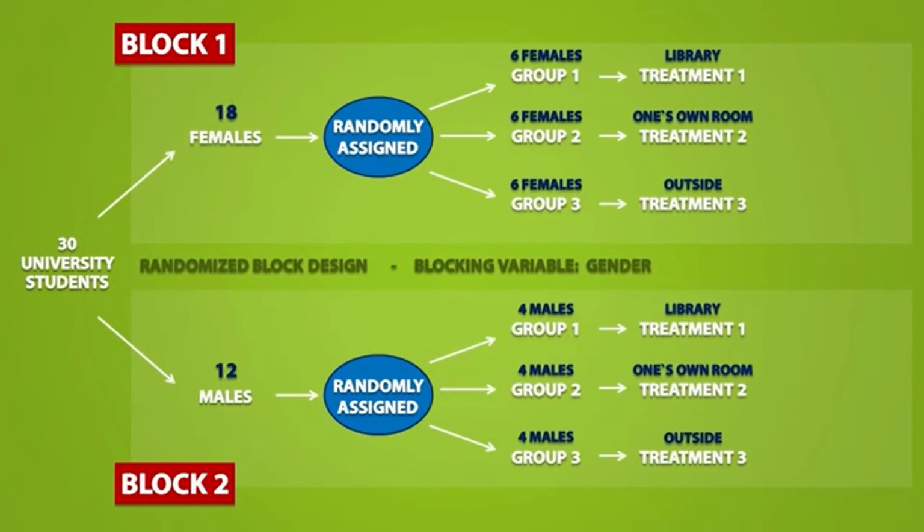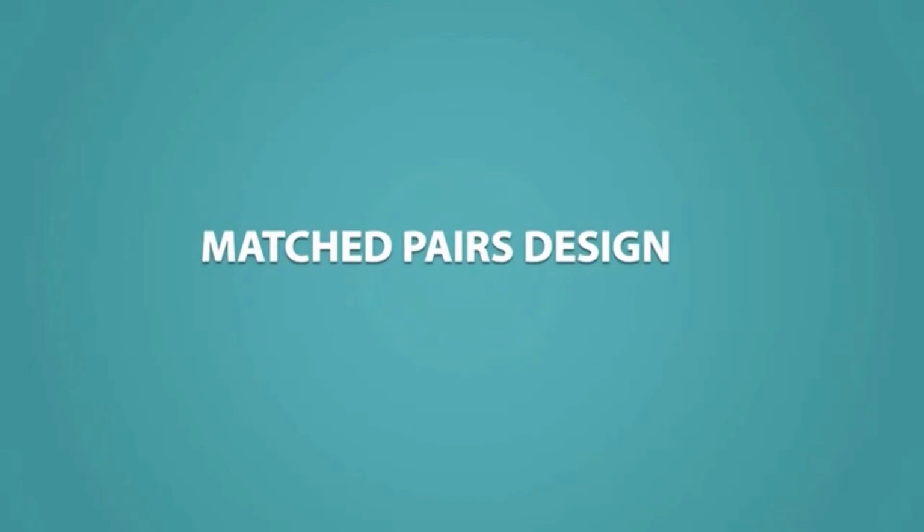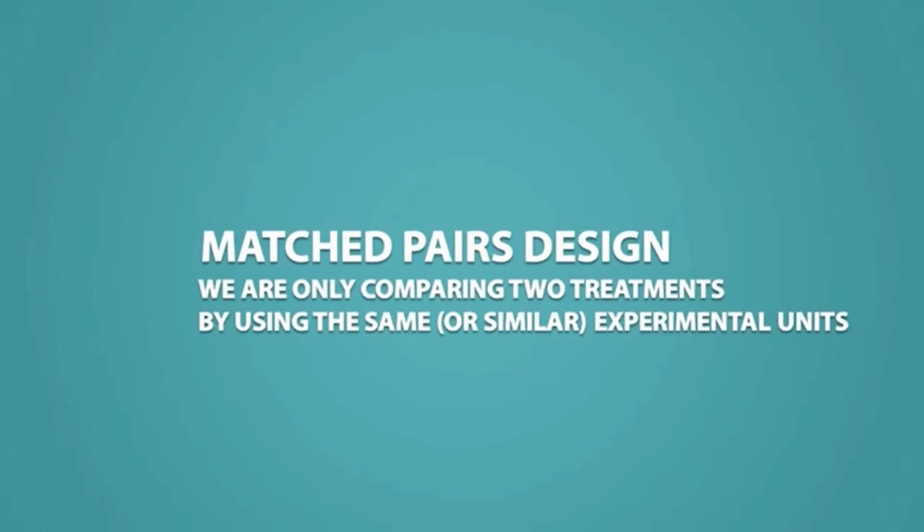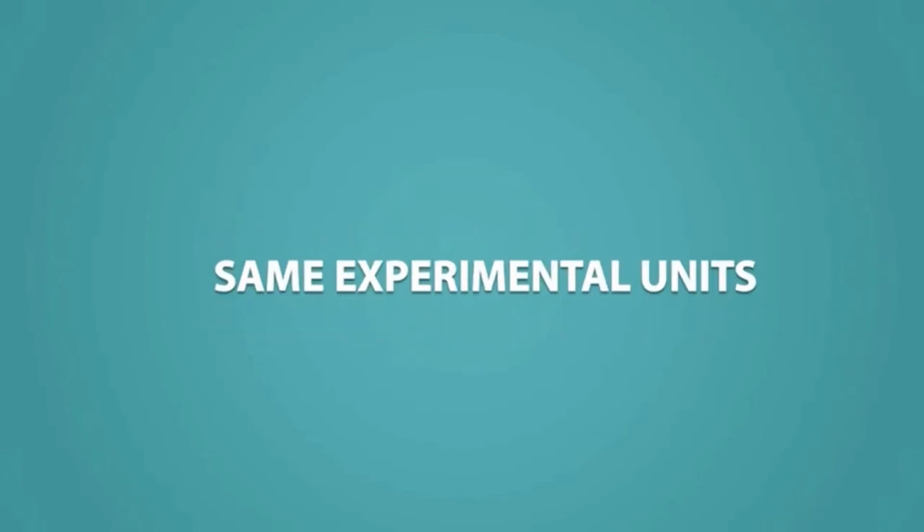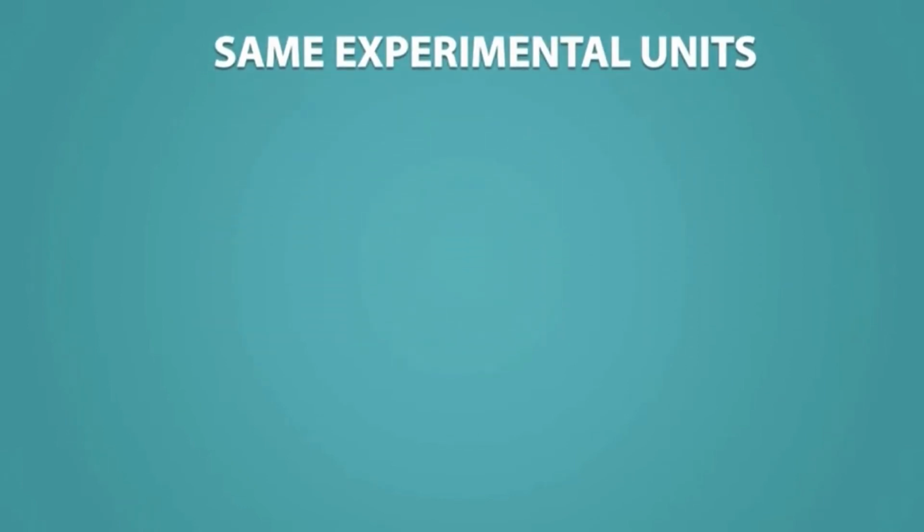And at the end of the experiment, we will compare the results within each block. The last type of experiment we'll talk about is the matched pairs design. In a matched pairs design, we are only comparing 2 treatments by using the same or similar experimental units. If we are using the same experimental units, we could have an example like this.